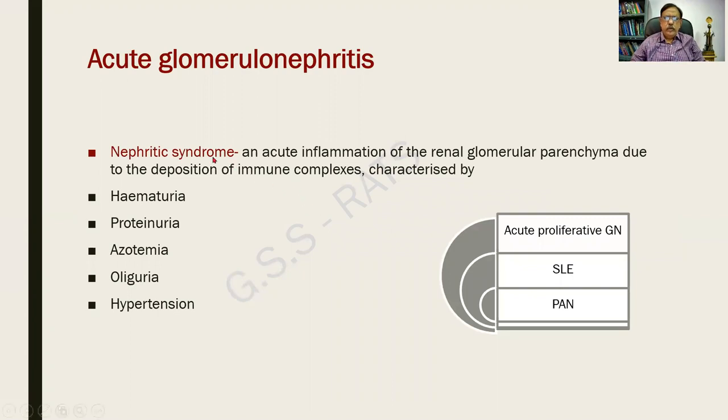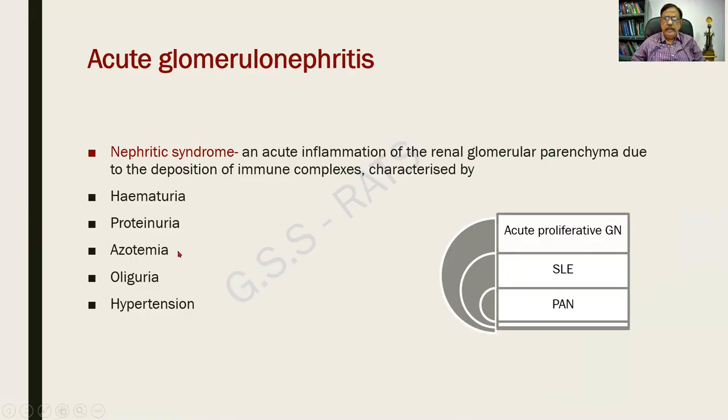There are two basic syndromes in the glomeruli. One is called the nephritic syndrome. Post-streptococcal glomerulonephritis is mostly associated with this nephritic syndrome. It is an acute inflammation of the renal glomeruli, and there is a deposition of immune complexes. This will be clinically characterized by hematuria, proteinuria, azotemia, oliguria, and hypertension.